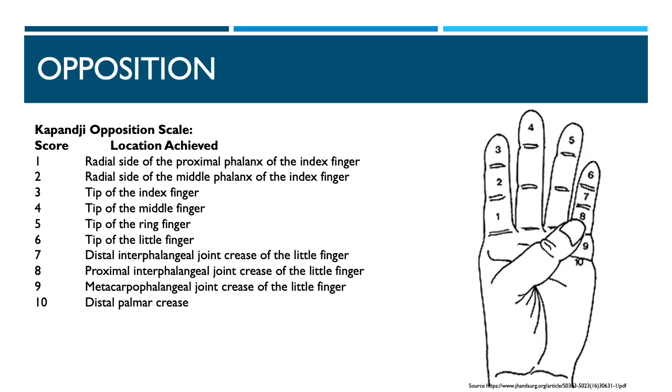Another thing that I wanted to talk about is how do we grade opposition? So opposition is the ability to bring our thumb over towards our pinky, right? The Kapandji opposition scale gives us a nice way to classify that and to grade it instead of saying they're short in opposition, they can't go all the way. People were coming up with all kinds of weird ways to describe it. Use the Kapandji scale, so then you can clearly communicate to other professionals how much opposition they have.